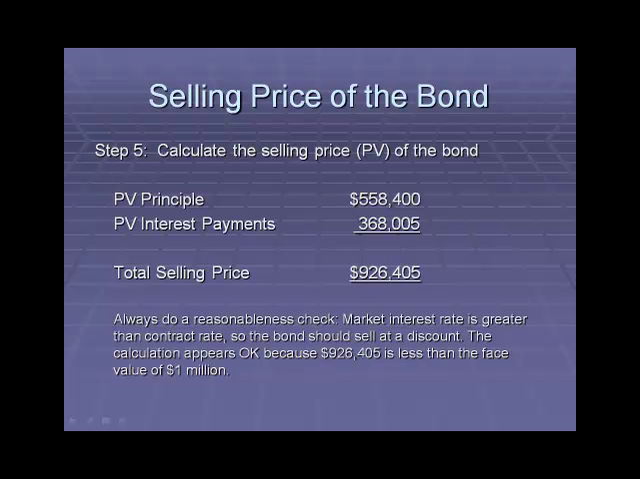Now, since the market rate of interest is greater than the contract rate, the 12% is greater than the 10%, the bond should sell at a discount. Okay, and that's because if you're going to buy an investment that's going to pay you less than the current market rate, then you should be able to buy that investment for less in order to make up the difference. And that's why it would cost less. You're buying it for less because you're going to get less interest payments than you will if you invested your money at the market rate.